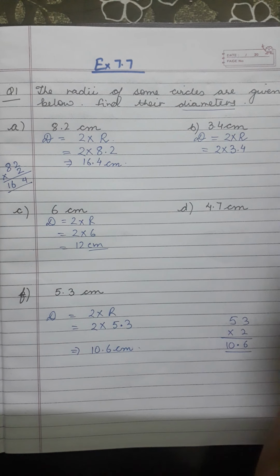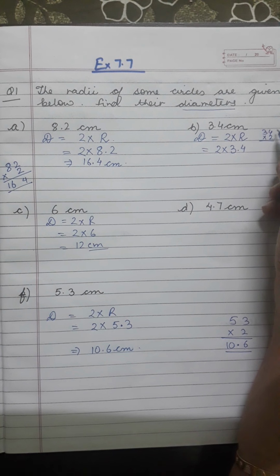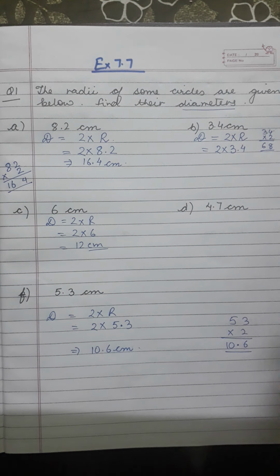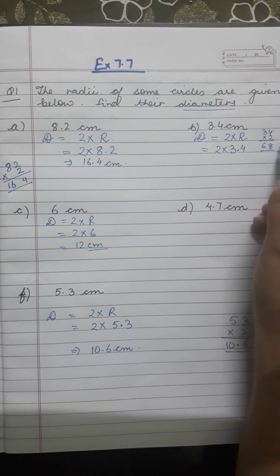In the rough space we will multiply 34 by 2. So 4 2s are 8, 3 2s are 6. Now I have already told you that we have to apply the decimal in our answer in such a way that after the decimal there should be one digit. So where will I put the decimal? After 6. So it will be 6.8 centimeters. C part, it is very easy, it is 6 centimeters.